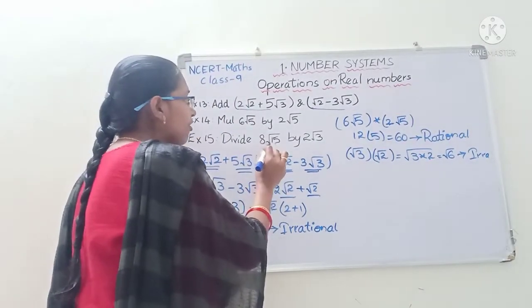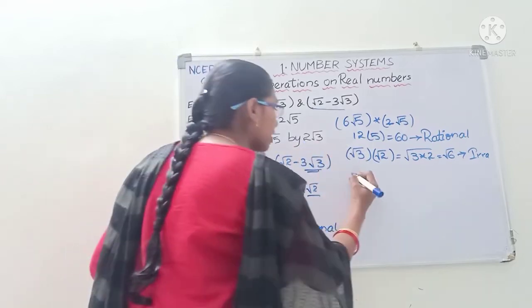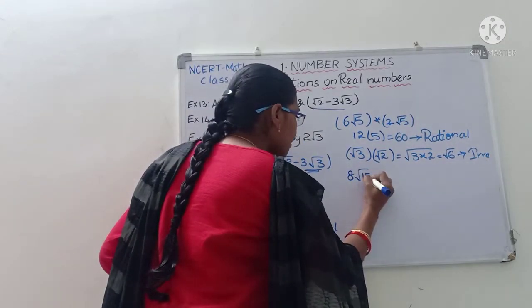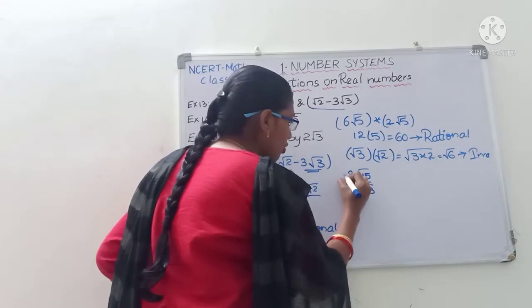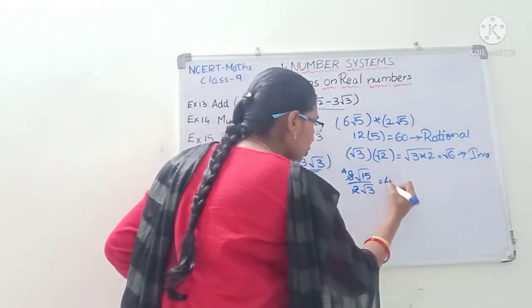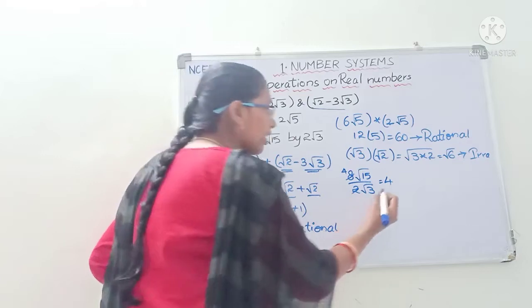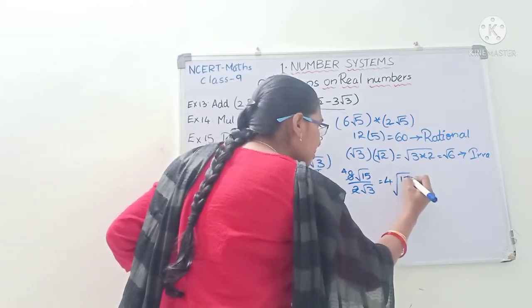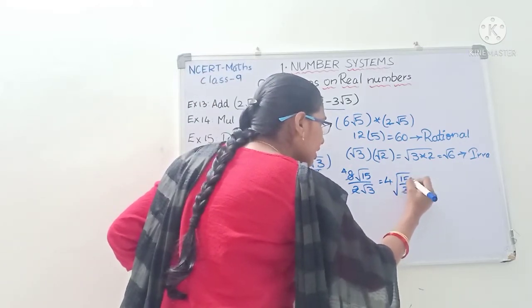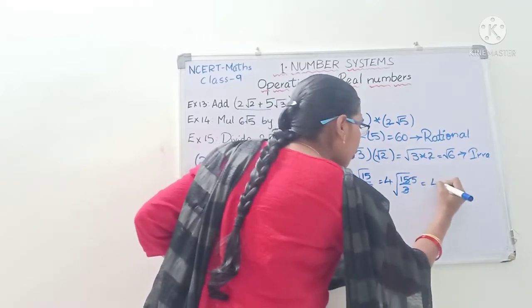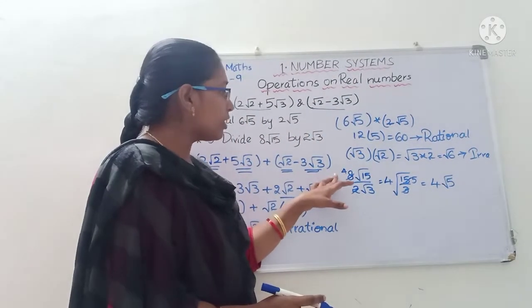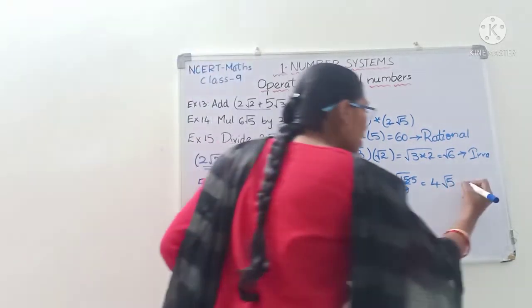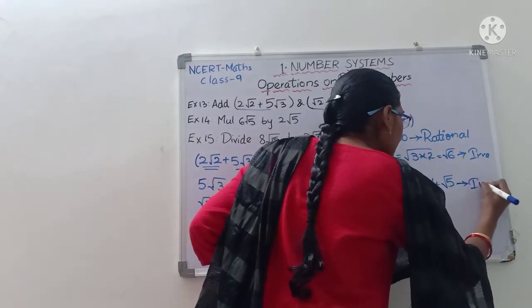What will happen when you divide 8 root 15 by 2 root 3? 8 root 15 by 2 root 3. 2 fours are 8. 4 into root A by root B, you can write as root of A by B. That means root of 15 by 3. 3 fives are 15. So you got 4 root 5. What happened, children? Here when you divided an irrational number by another irrational number, you got an irrational number.